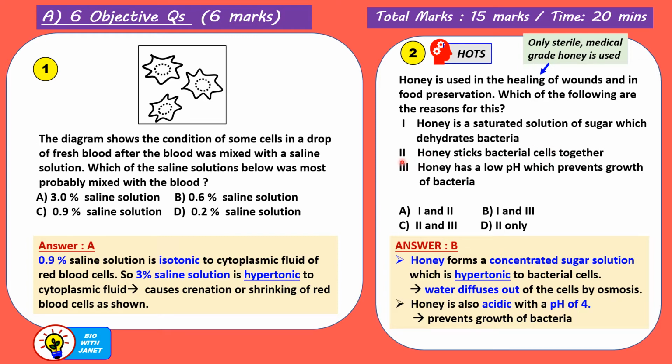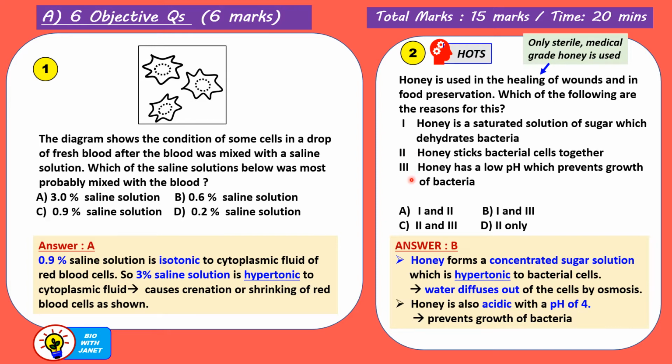Number 2, honey sticks bacterial cells together. This is not a reason, because although honey is sticky, it doesn't mean that it sticks the bacterial cells together, and it doesn't mean that the bacterial cells die or the growth is inhibited, even if it happens. So this is not a biological reason for the use of honey in the healing of wounds and food preservation.